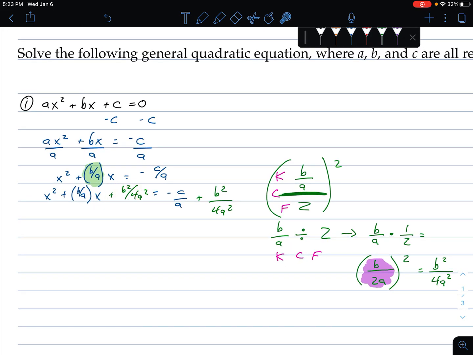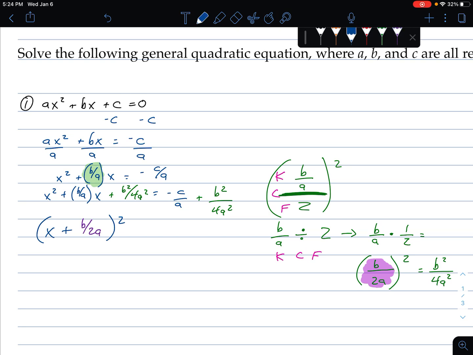So B squared over 4A squared, B squared over 4A squared. This is very hard to factor. How am I going to know how to factor this? Well, just as we saw up above, I know this is going to be x plus whatever I had, B divided by 2, before I squared it. So here's my B over 2A. Once we know that trick and we practice it, we can use it here. It's B over 2A.